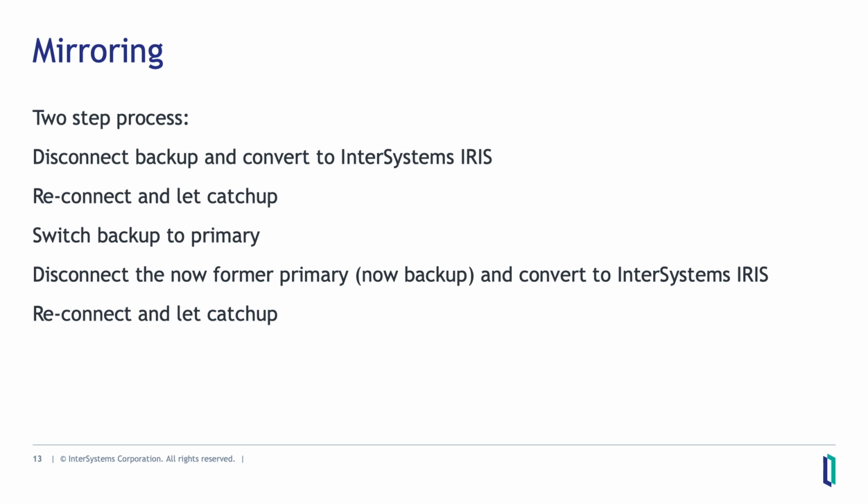What we want to do for mirroring is ultimately a two-step process. You're taking one instance down from the failover mirror members, right? And you're converting that instance from Caché and Ensemble to InterSystems IRIS, bring that instance up again, let it catch up with the primary, right? And then convert the other instance.